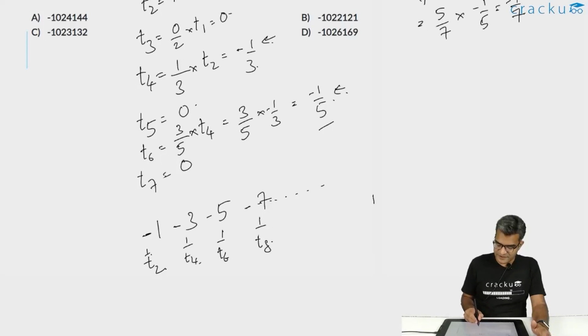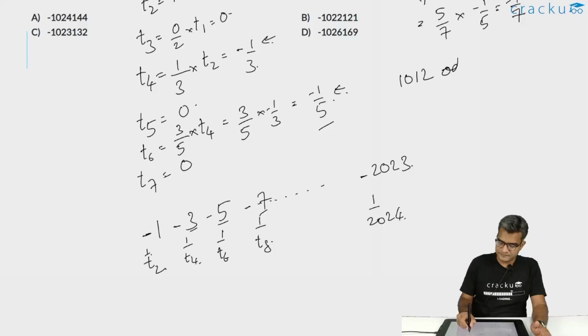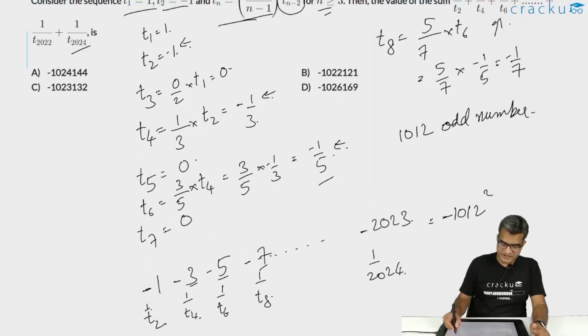What is the value of 1 by T2024? You can notice that 3 is 4 minus 1, 5 is 6 minus 1, 7 is 8 minus 1. So this will be minus 2023. Now this is the sum of the first 1012 odd numbers. So this will equal minus 1012 whole square. So the correct answer will be option A.